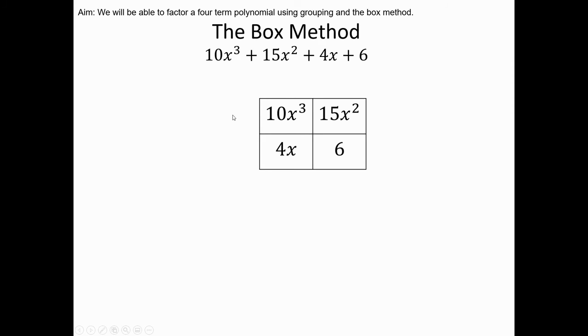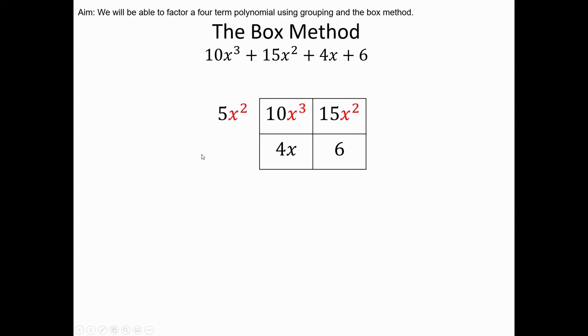So I'm going to start with just looking at this first row, and we'll look at the numbers here. 10 and 15. What goes into 10 and 15? Oh, that's 5. Okay. And then we look at the x's, and I see it's x to the 3 and x squared. So I can take up to 2 x's out of both, right? And that's it. 5x squared should be on the side.